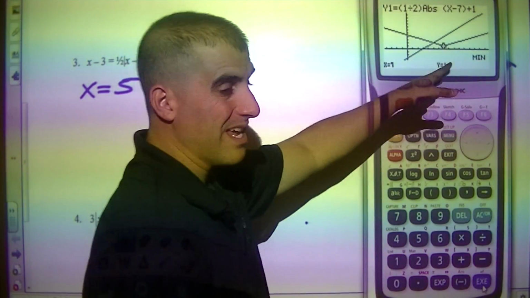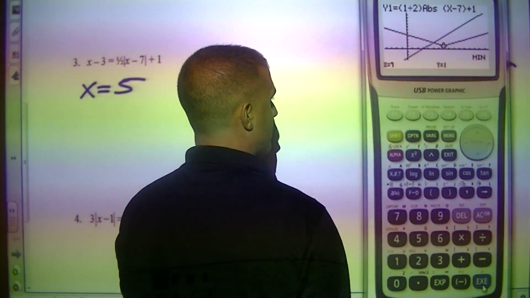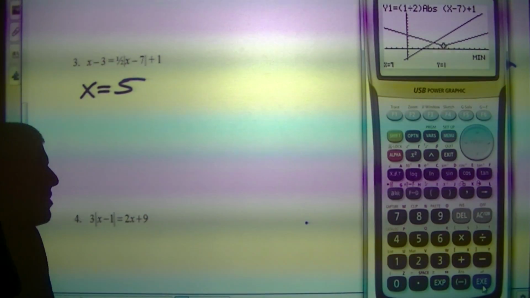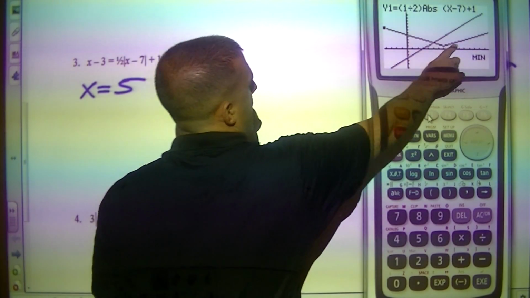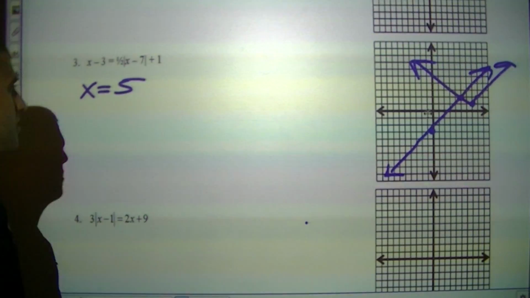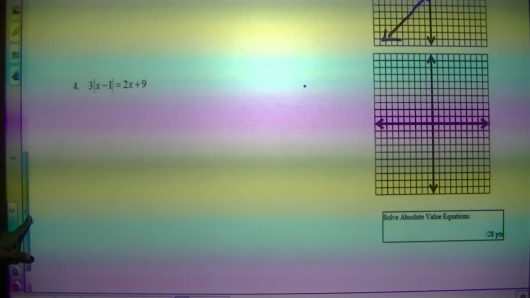and it will tell you where the anchor point is. So G-solve minimum. On my previous example, that's what you got to do. If you do G-solve minimum, you just got to make sure which graph you want it to find it for. That's pretty much it. Okay. All right, moving on to this one.